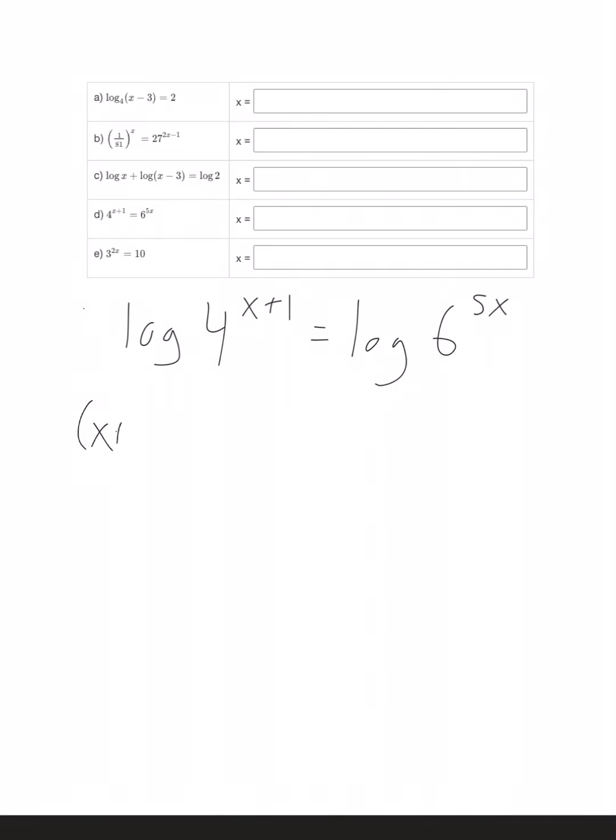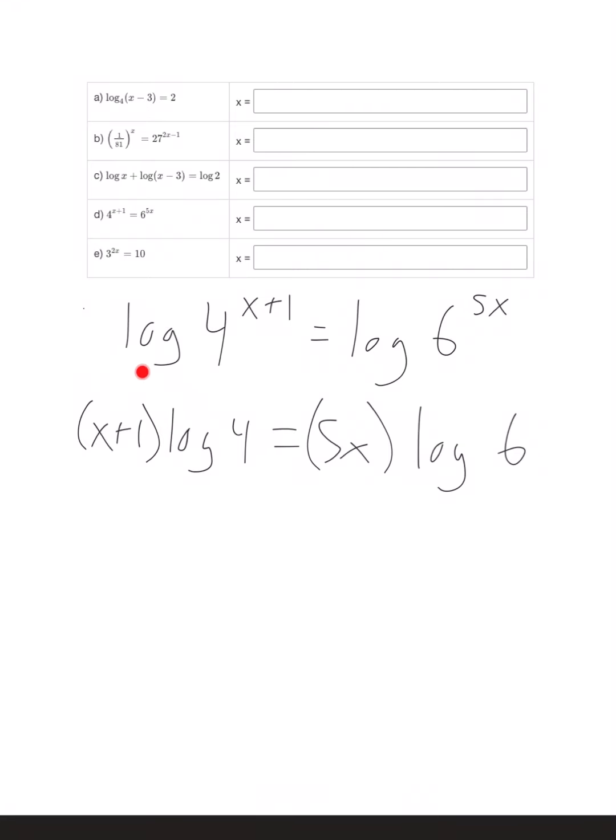So this is x plus 1 log of 4 equals 5x log of 6. Now, log of 4 and log of 6, those are numbers. So if you wanted to at this point just use your calculator to figure out what they are, you can do that. I prefer to keep it as an exact answer until I go a few more steps, so that's what I'm going to show.